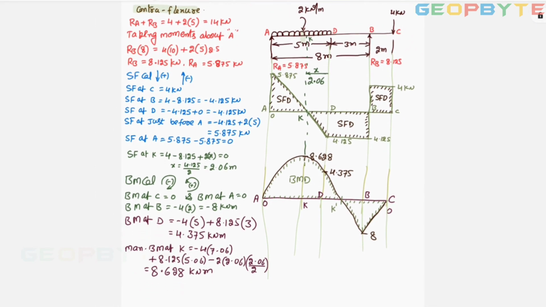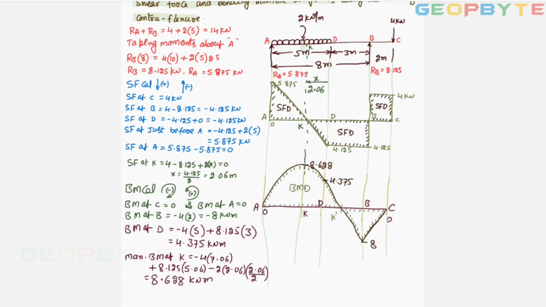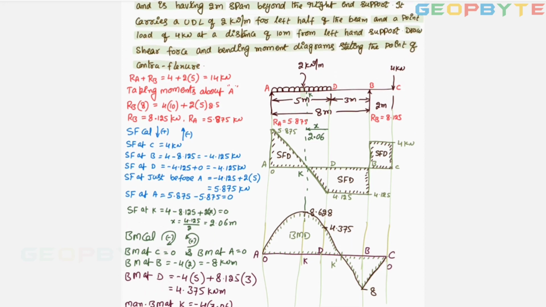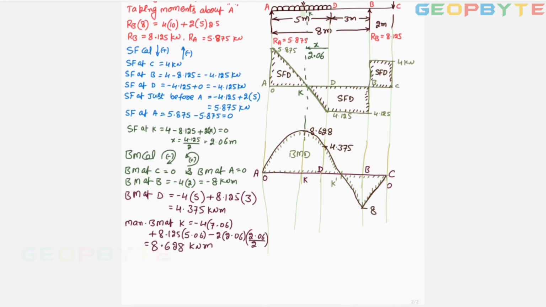Let us minimize the diagram to find the point of contraflexure, because it is also asked. You are asked to decide the point of contraflexure also. So bending moment at K dash is equal to 0. Then what is the bending moment at K dash? Project the vertical line. This is the, let it be L. This is the L. Draw it very carefully.